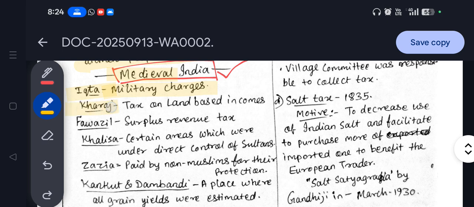The second one is kharaj, means tax on land based income. Fawazil means surplus revenue tax. If you are earning something extra, then that is taxable, and that tax is known as fawazil. Khalisa means certain areas which were under direct control of sultan. So they used to directly collect tax from the people, and they used to provide safety and other types of things as and when it is required.